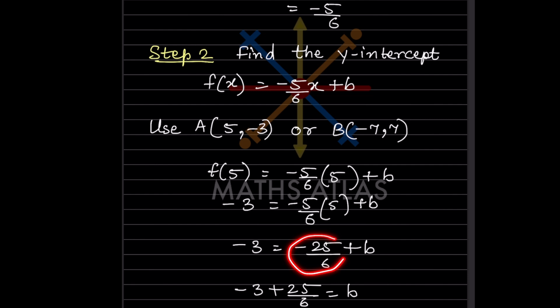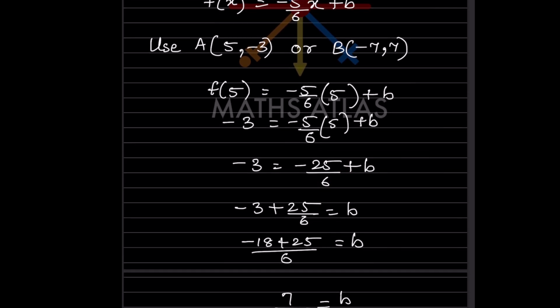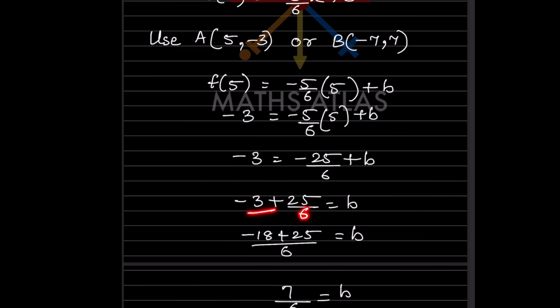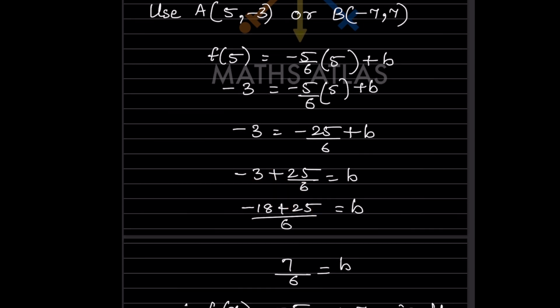Now if we take this -25 by 6 to this side, that is going to be plus. So when you solve this, the LCM is 6, because here is 1, so you are going to multiply by 6. So that is going to be -18 plus 25 by 6, that is b. So now -18 plus 25 is going to be 7. So 7 by 6 is b. So that is the y-intercept.